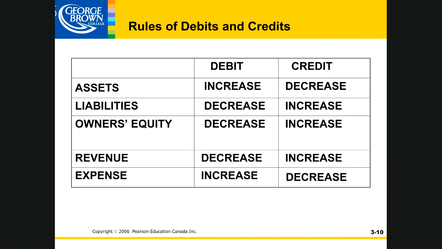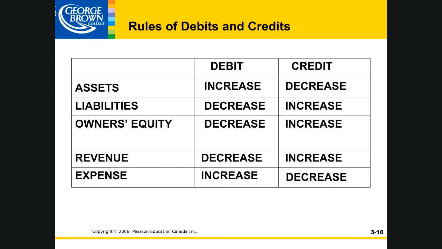A very similar rule applies to our revenue and expense accounts. The debit and credit rule for a revenue account is, if we want to show that the amount of money in our revenue account is increasing, we record it on the credit side. If we want to decrease the amount of revenue in a revenue account, we post it to the left-hand side to decrease it.